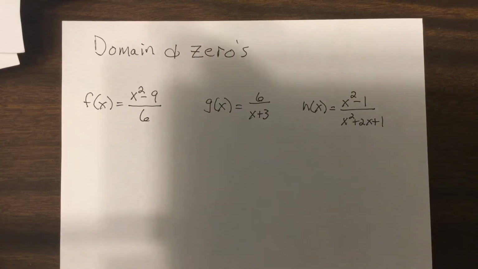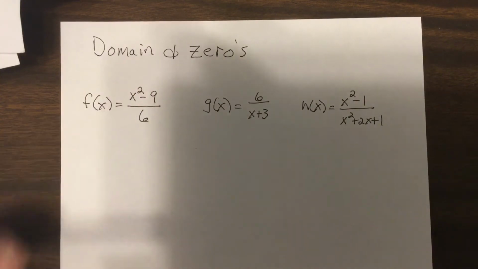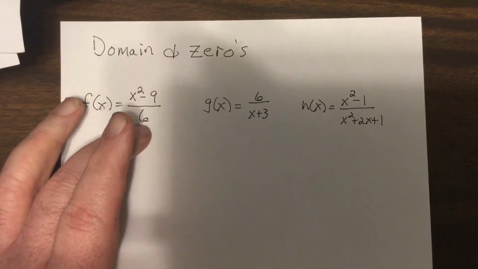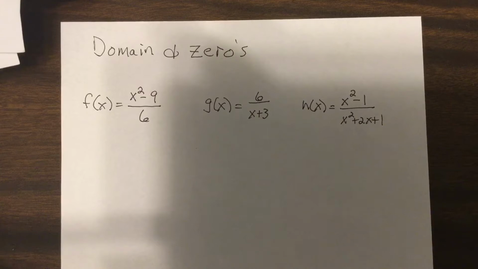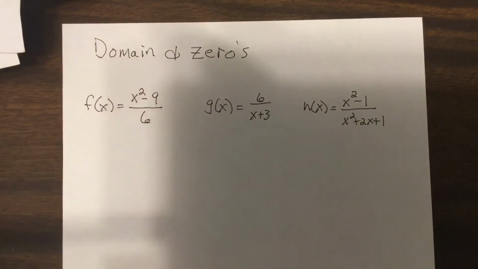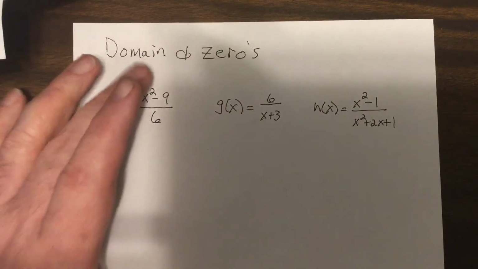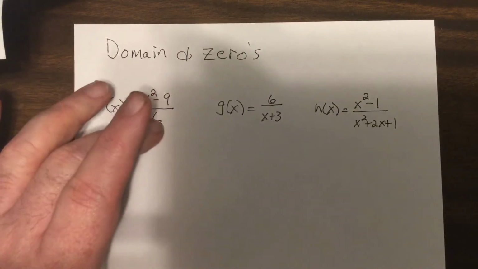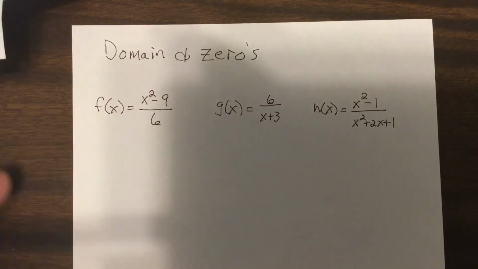So domain and zeros. When you're working with fractions, the only thing you have to worry about is when the denominator is 0, because dividing by 0 is undefined. So the domain is asking what numbers can I put in and not have a problem. So the only time I have a problem is when the denominator is 0. Now for a fraction, the only time you have a 0 is when the numerator is 0 but does not cause the bottom, the denominator, to be 0, because 0 divided by 0 is undefined.